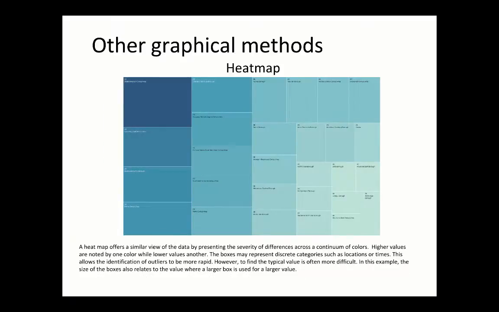A heat map offers a similar view of data by presenting the severity of differences across a continuum of colors. Now, higher values are noted by one color, while lower values another color. The boxes may represent discrete categories such as locations or times, and this allows the identification of outliers to be more rapid. However, to find a typical value, it's often more difficult. In this example, the size of the boxes are related to the value, where a larger box is used for larger values.